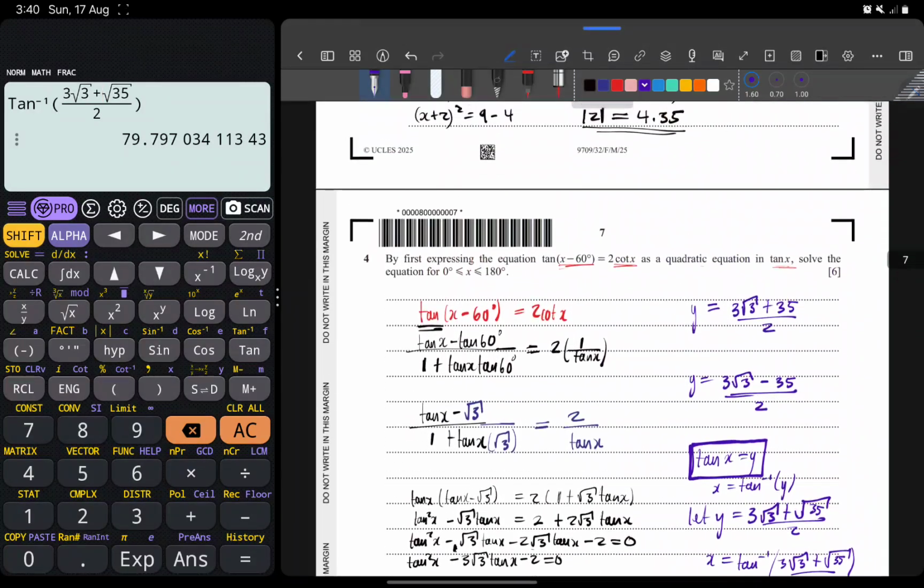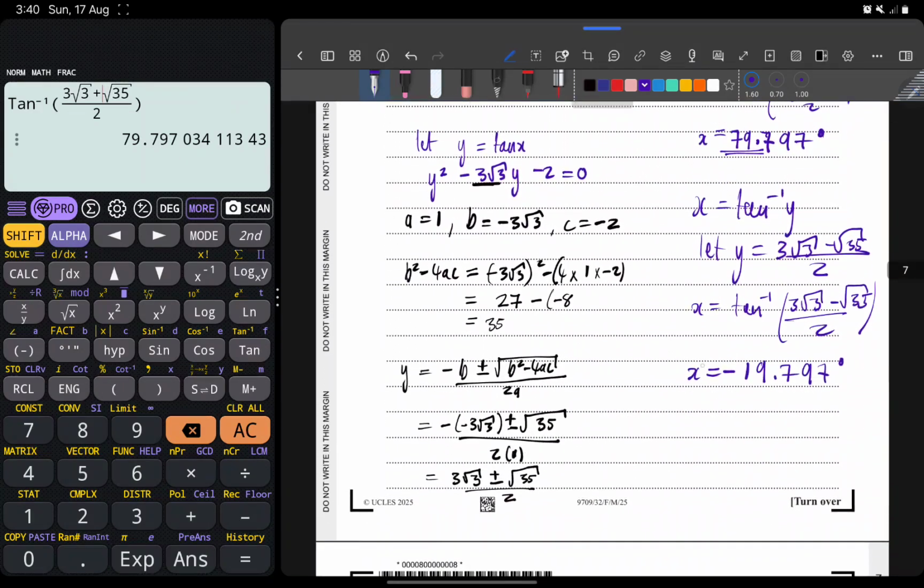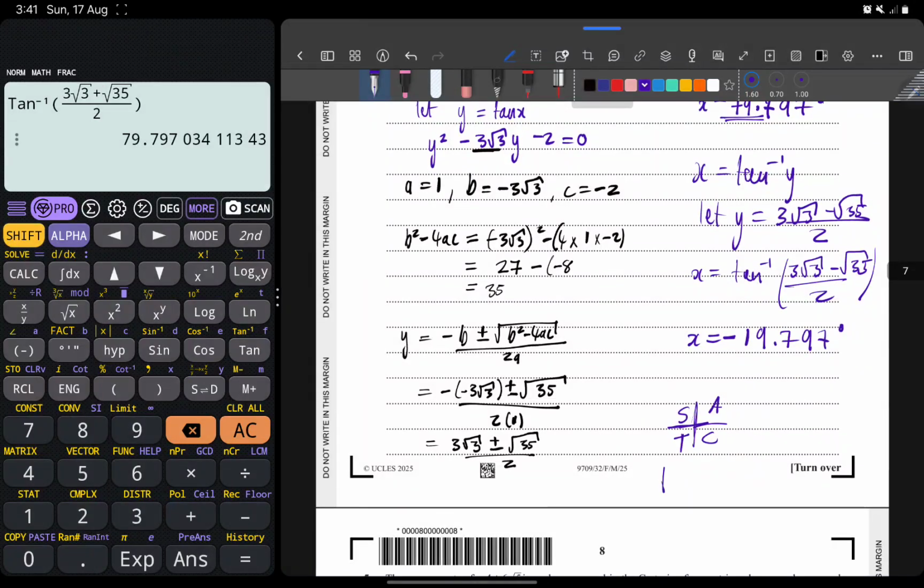But if we see here, we want it to be between 0 and 180 degrees. So what are we going to do here? How easy is this? You're just going to say, this is negative 19.797. Now all we're going to do is check which quadrant the solution is supposed to be in. Remember that the thing is like this, CAST, right? So what we do is look at what tan was equal to, because remember x is equal to tan inverse, because we had it as tan x is equal to y, right?